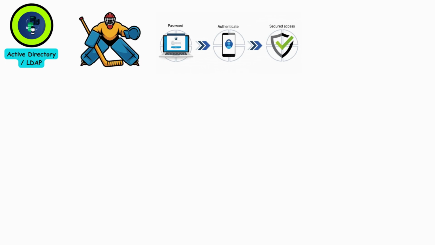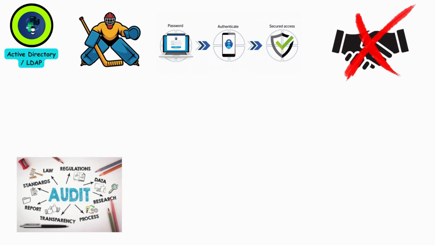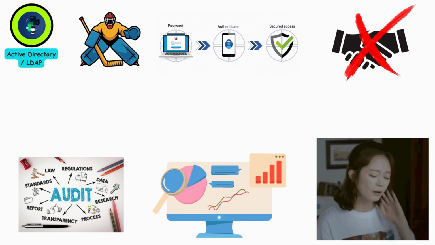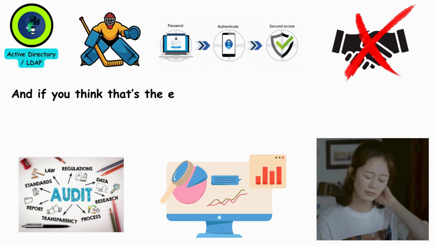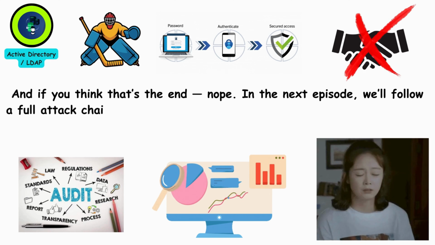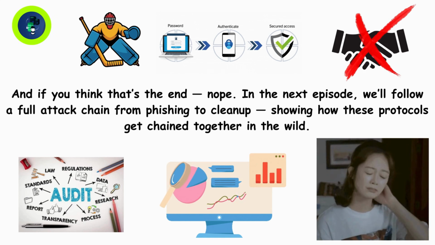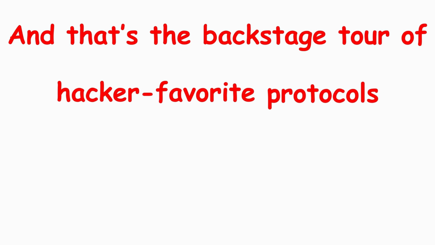Defenders rely on MFA, zero trust, auditing, and constant monitoring. But sloppy setups make AD the most coveted prize in corporate networks. And if you think that's the end, nope. In the next episode, we'll follow a full attack chain from phishing to cleanup, showing how these protocols get chained together in the wild. And that's the backstage tour of hacker favorite protocols.